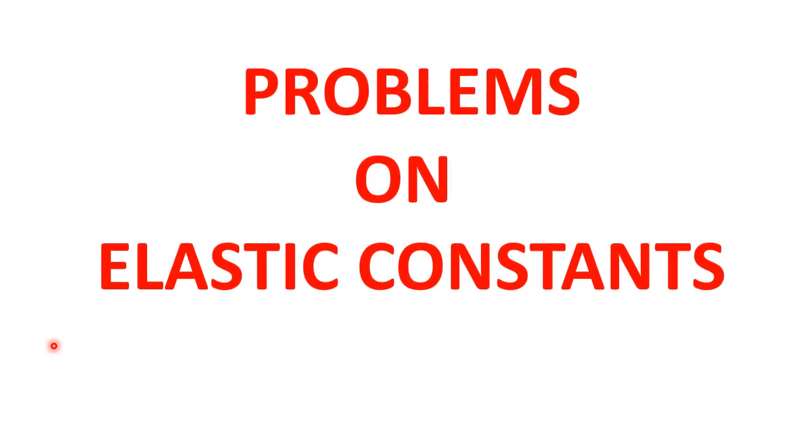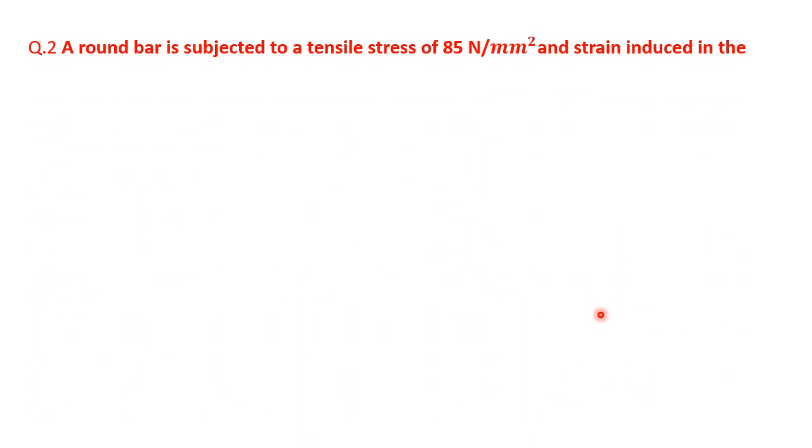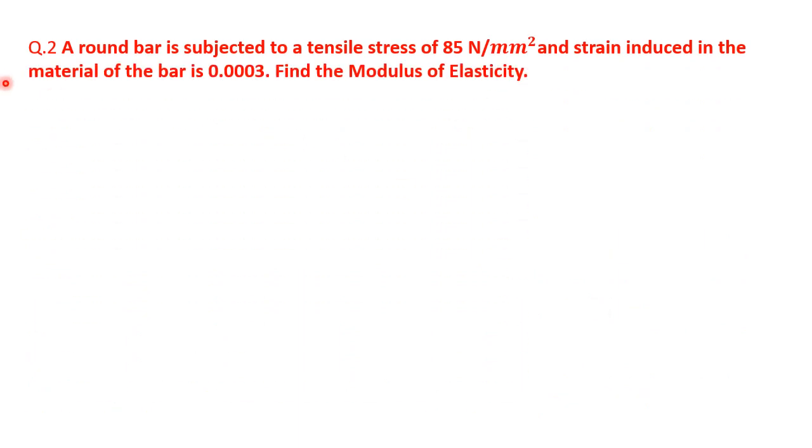Hello everyone. In today's video, we will be solving a problem based on elastic constant. So here, this is the question. A round bar is subjected to a tensile stress of 85 Newton per mm square and strain induced in the material of the bar is 0.0003. Find the modulus of elasticity.